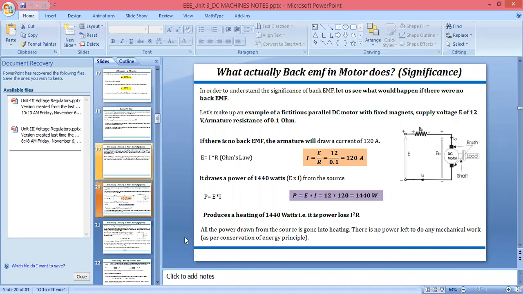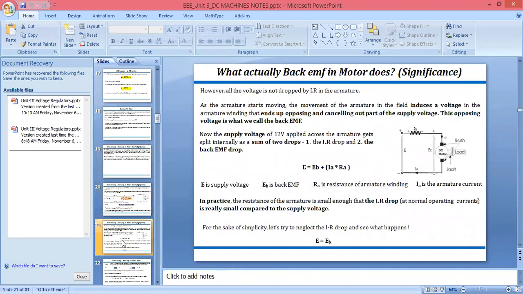Sometimes there will be a question in the exam like explain the significance of back EMF in DC machine. So that is the concept for DC motor. It will not be a DC generator, so what will the DC machine be? DC motor. Because back EMF will get introduced in the DC motor and it will be needed, because if there is no back EMF, power will get lost, it will create heat and there will be no power left to do mechanical work.